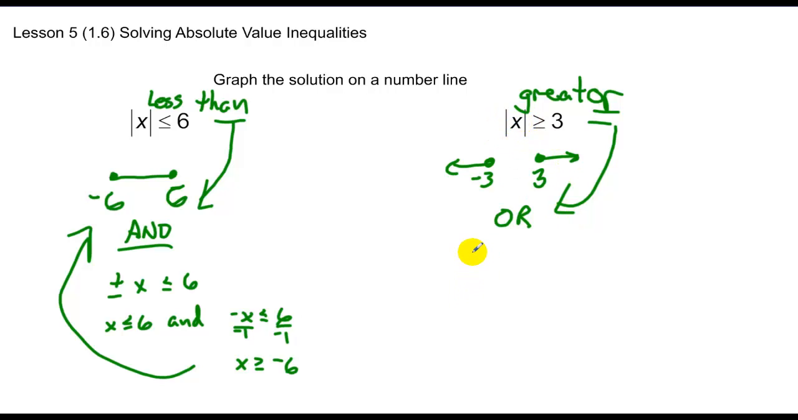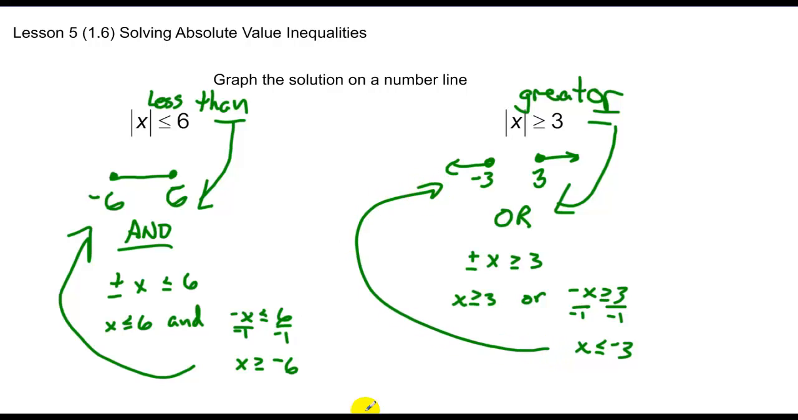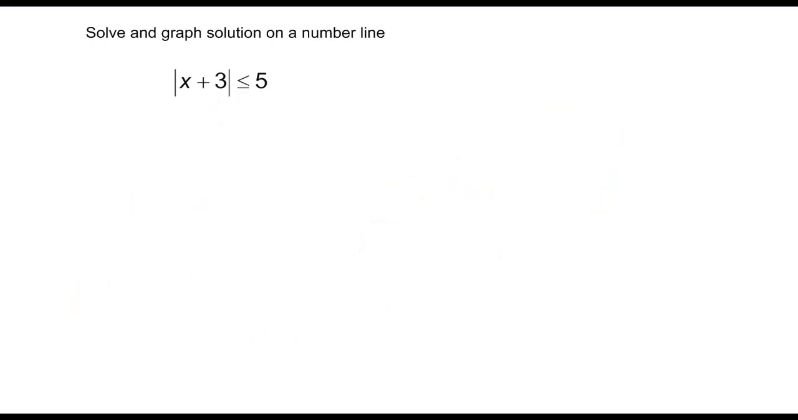Likewise, in this problem, plus or minus x is greater than or equal to 3. So I have x is greater than or equal to 3. Or, because of greater, -x is greater than or equal to 3. Divide by -1. And I have x is less than or equal to -3. Graphing that, there it is. So, same situation as we had earlier in our absolute value equalities with our absolute value inequalities.